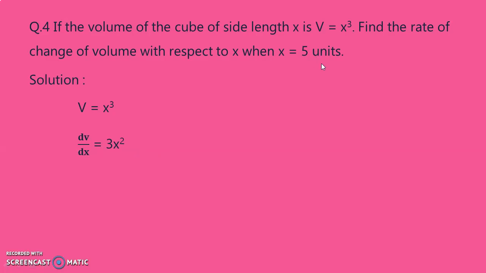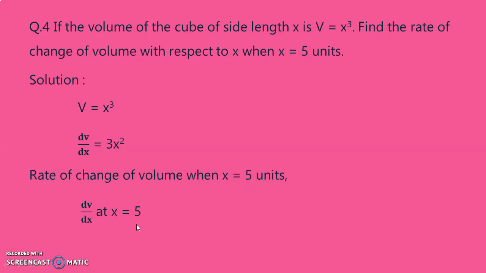Now, we have to find the rate of change of volume with respect to x when x is equal to 5 units. So we have to substitute the value of x as 5 in dV by dx. If you substitute x as 5 here, then we have 3 into 5 square, which is 3 into 25, which is equal to 75 units. So your dV by dx at x equals 5 is 75 units.